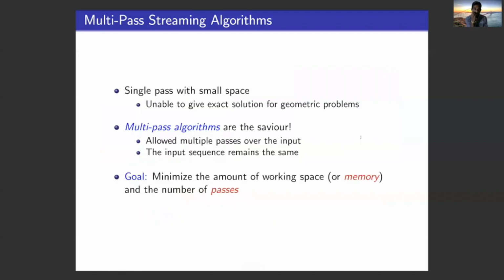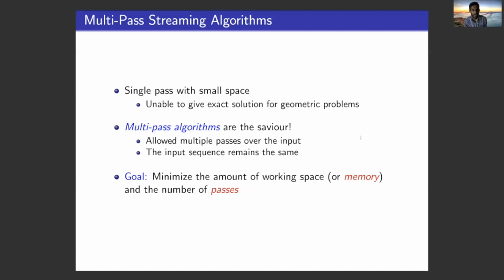For a lot of geometric problems, if only a single pass is allowed and you have limited space, by that I mean you're not allowed to store the entire input, there are lower bounds which show that you cannot compute an exact solution. And for a lot of geometric problems, we really care about an exact solution. So for all these reasons, we study multipass streaming algorithms.